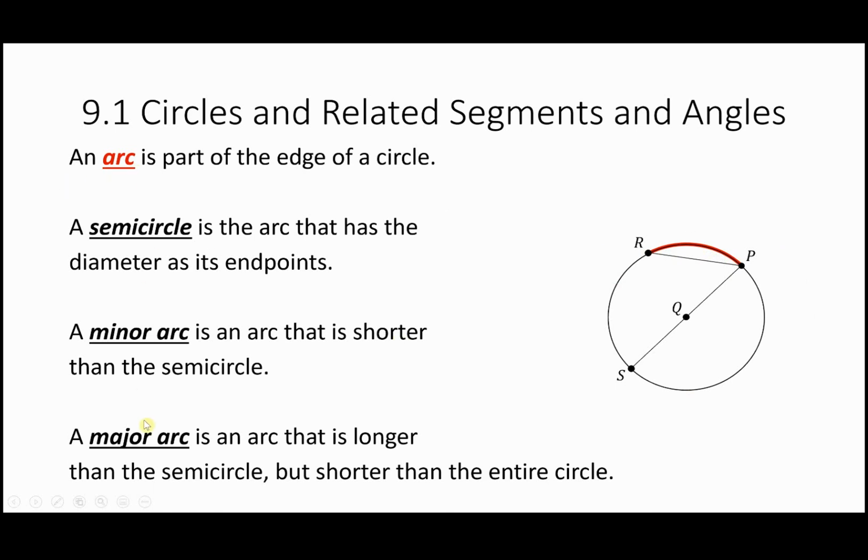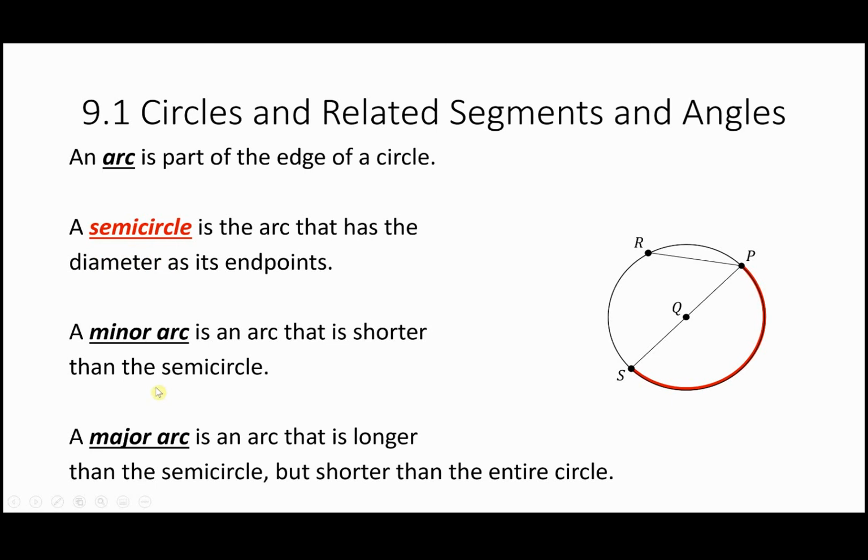Now there are particular types of arcs depending on how much of the circle you are illuminating. A semicircle is when you are illuminating exactly half of the circle, and the way you know you're illuminating exactly half is that the endpoints make up a diameter. So notice diameter PS, and I know it's a diameter because it encompasses the center Q. By definition, it has to be a diameter. If I take the arc from P to S, then I know I'm taking up exactly half of the circle, and the technical term for this is semicircle.